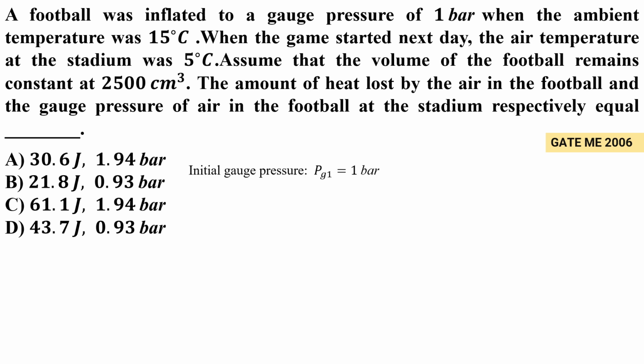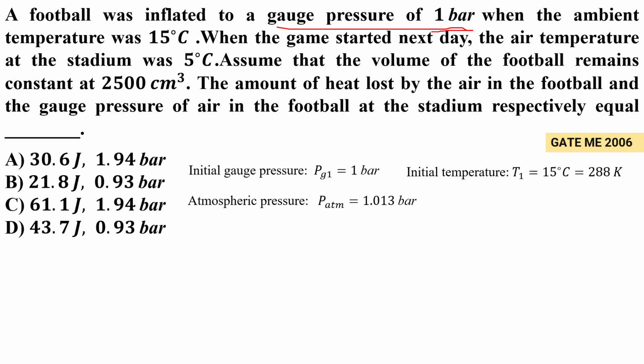So here given the gauge pressure. Initial gauge pressure is 1 bar. Let's consider Pg1 is 1 bar and ambient temperature is given as 15 degrees Celsius, which means initial temperature T1 equal to 15 degrees Celsius, which is equal to 288 Kelvin. And moreover, we know the atmospheric pressure is 1.013 bar. So I have to remember this atmospheric pressure, 1.013 bar.